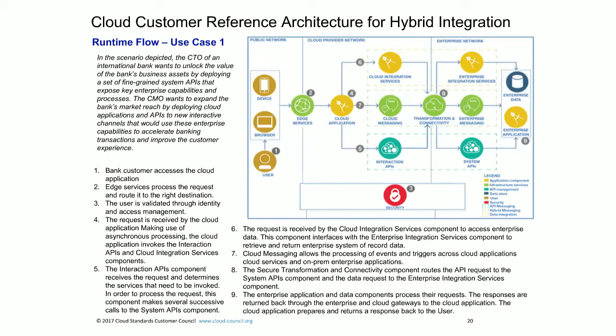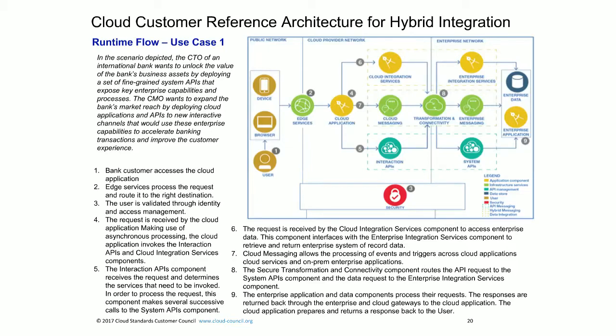So this use case is a scenario where it's an international bank. The CTO wants to unlock value of the bank's business assets by deploying a set of fine-grained system APIs that allow access to some key enterprise capabilities and processes. Now, at the same time, the chief marketing officer wants to expand the bank's market reach by deploying new cloud applications and APIs to new interactive channels that would use these enterprise capabilities and essentially accelerate banking transactions, improve customer experience, so reach out to new market opportunities.